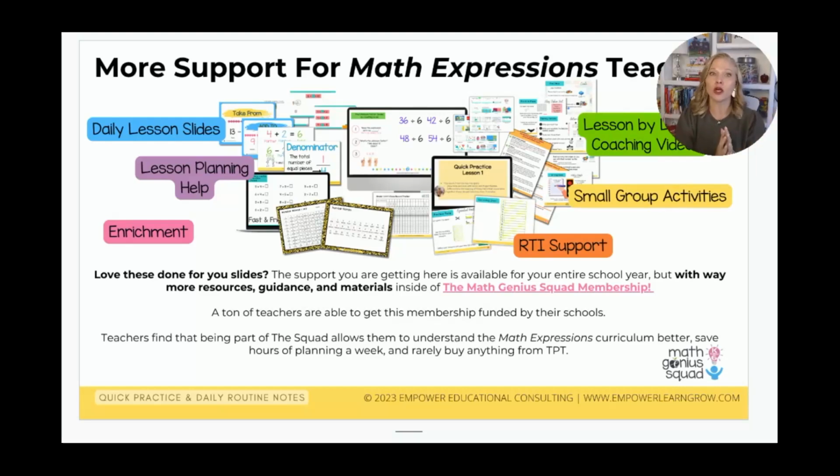Either way, keep doing the quick practice. It is a win-win for everybody, and we're giving you all the resources you need at no additional cost.